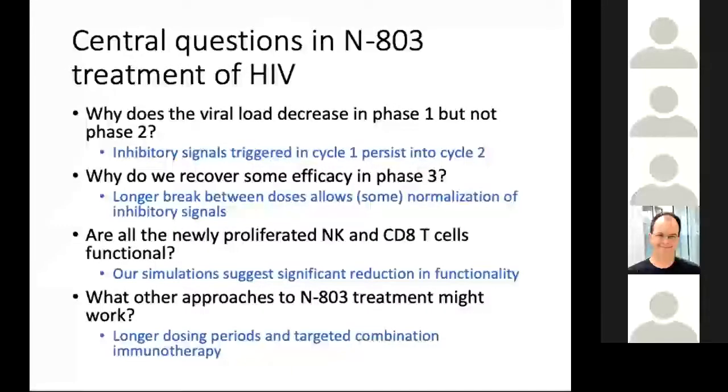So going back to our central questions, what other approaches might work? Our model suggests that longer dosing periods between doses, or very targeted, and I do stress targeted, combination immunotherapies could work, but that the impact of these approaches is going to depend on what the underlying mechanism driving the dynamics is. And that at this point is not clear. It needs more information.